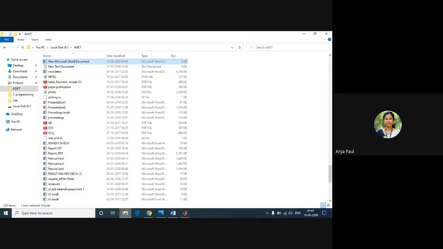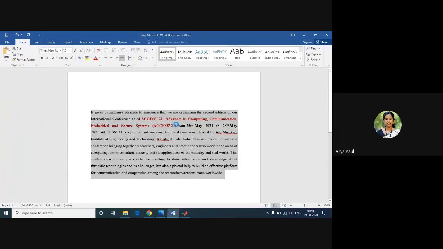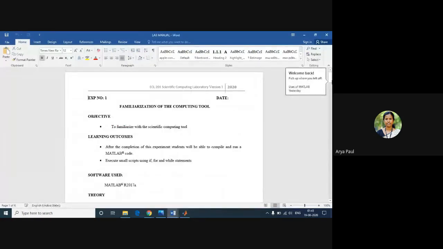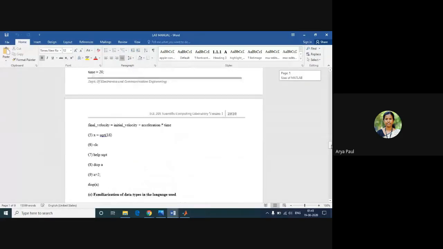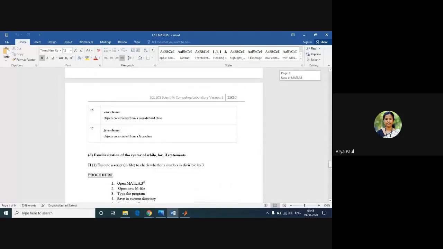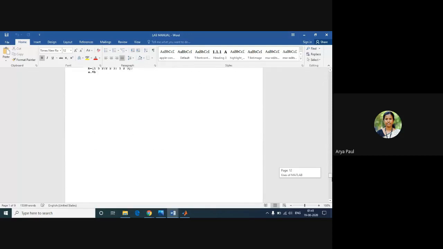Next, I will introduce another one. Square root we have already seen, so no need to explain that. SQRT, square root, we have already seen.